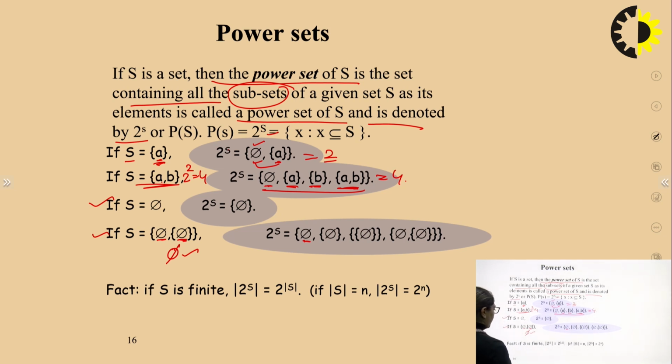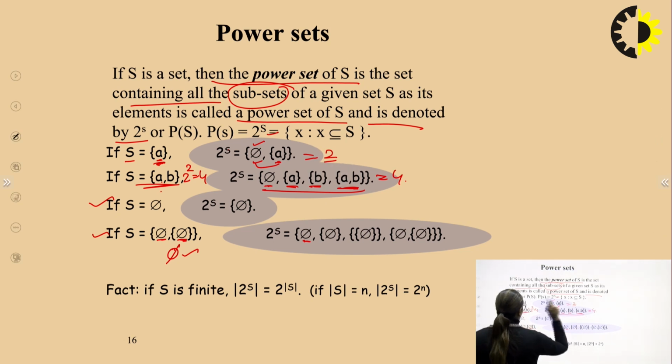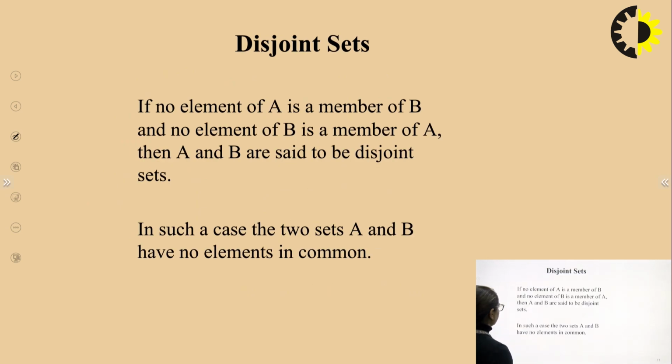If S is finite, then the cardinality of 2 raised to power S is equal to 2 raised to power cardinality of S. We know that we are doing here. If there is one element, the cardinality is 2 raised to power 1. If there are 2 elements, cardinality is 2 raised to power 2. Similarly in all the cases.